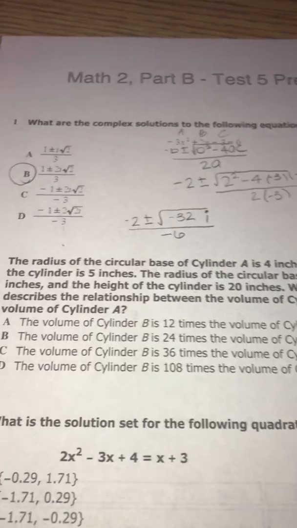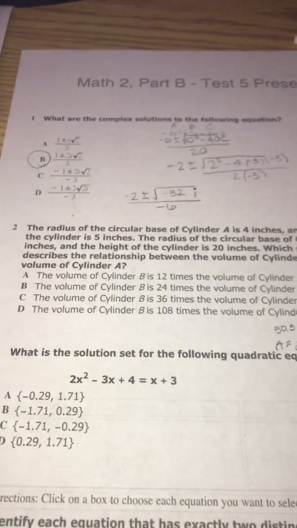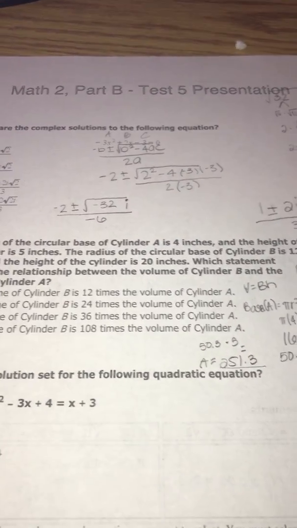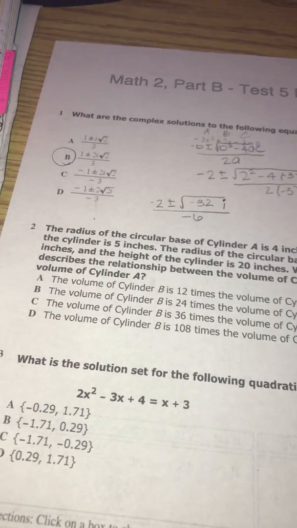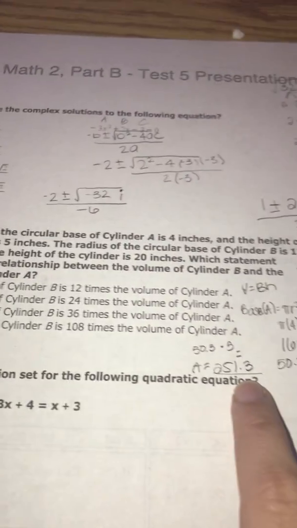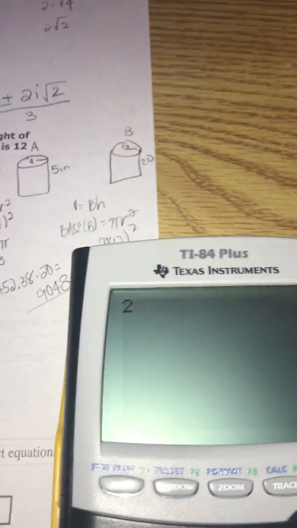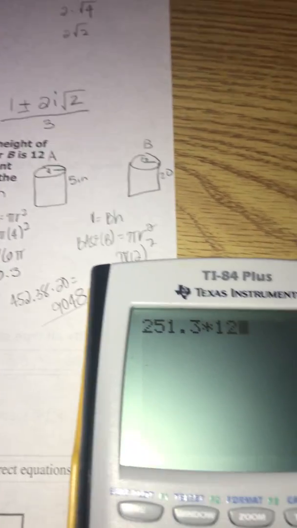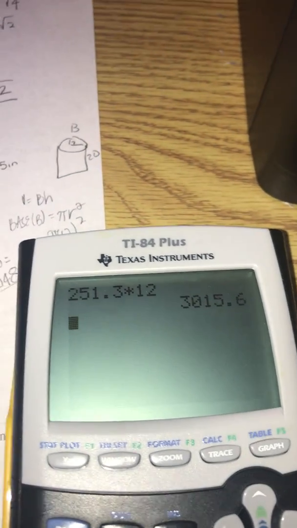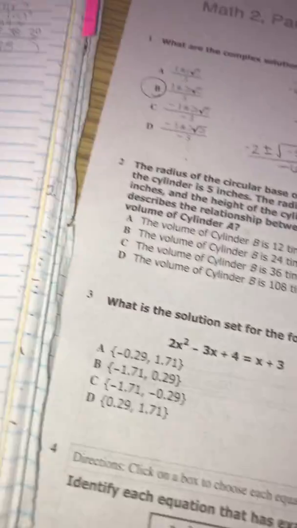Okay, so A, the volume of cylinder B is 12 times the volume of cylinder A. So what we do is multiply the volume of cylinder A by 12 to see if that's correct. So let's look over here. 251.3 times 12 equals 3015.6, and that does not match. So A is wrong. You can go ahead and mark that one out.